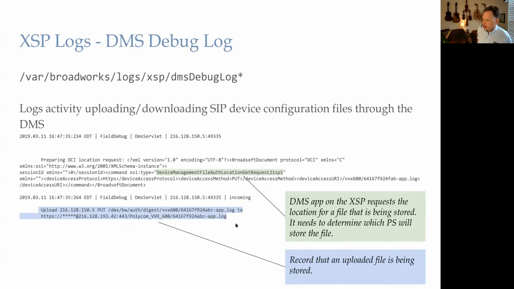In the XSP, we can also see the device management debug log. So those are under var BroadWorks logs XSP DMS debug log. So this shows the activity of uploading and downloading device configuration files through device management. So when your device connects into the XSP to download a config file, all the activity related to fetching that config file is logged here in this DMS debug log.